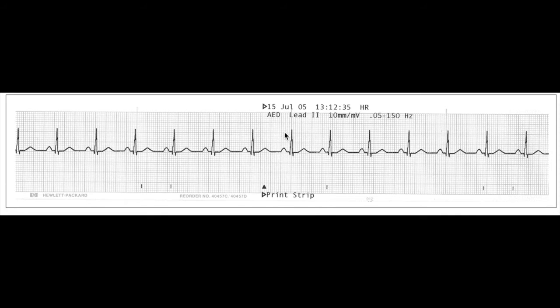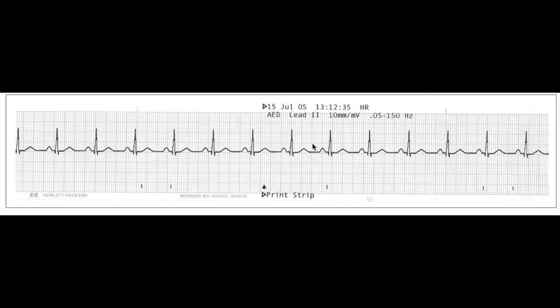If we take our two R to R complexes, they look pretty regular. They don't look like they're different in any way. So we're going to say this rhythm is regular. Then we'll calculate rate. We find one that's on a bold line or a big box, and I'm going to do my countdown method. So the first one is 300, 150, 100, 75. So we're going to say this rhythm is approximately 75 beats per minute.